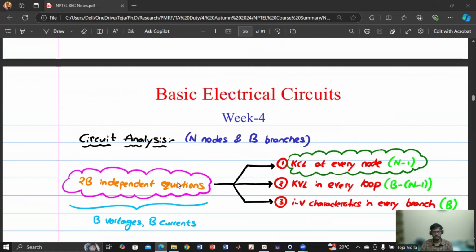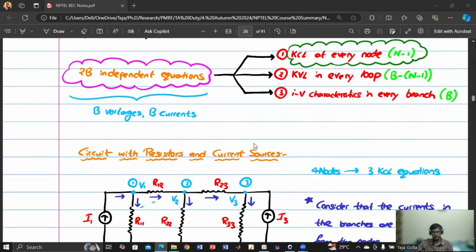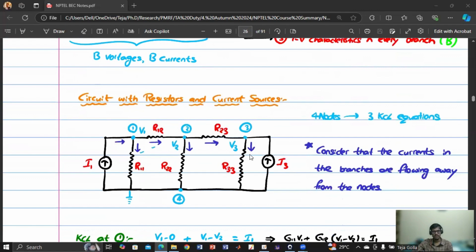In week 4, we went into detail on circuit analysis. We started with the basic KCL equations. If I have a circuit with resistors and current sources, which is the easiest circuit for applying KCL, say here in the circuit we have 4 nodes, so we'll apply KCL with 3 equations.